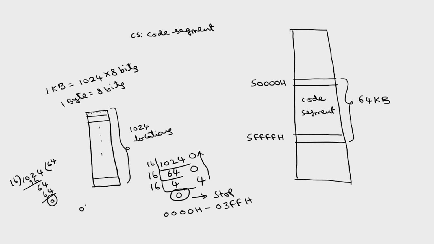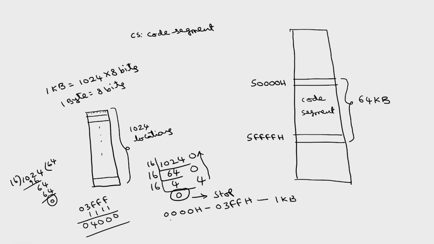For this 3FFH, if I add 1, F is the maximum number, 15. In case of decimal, 9 is the maximum number. If I add 1, it becomes 10. So this F plus 1 becomes 10, and this becomes 400. If we start with 0, you have to take the value which is 1 less than this 400H. So 0000H to 03FFH is called 1 kilobyte.